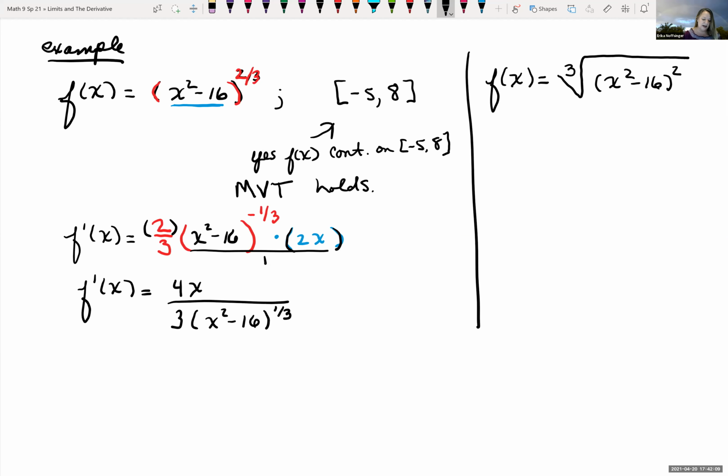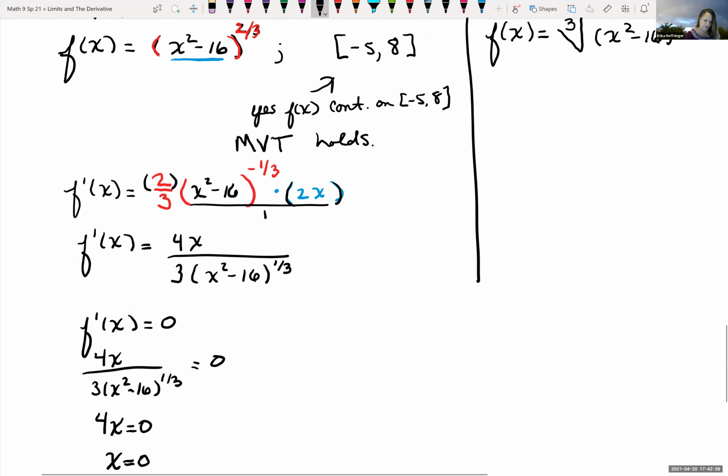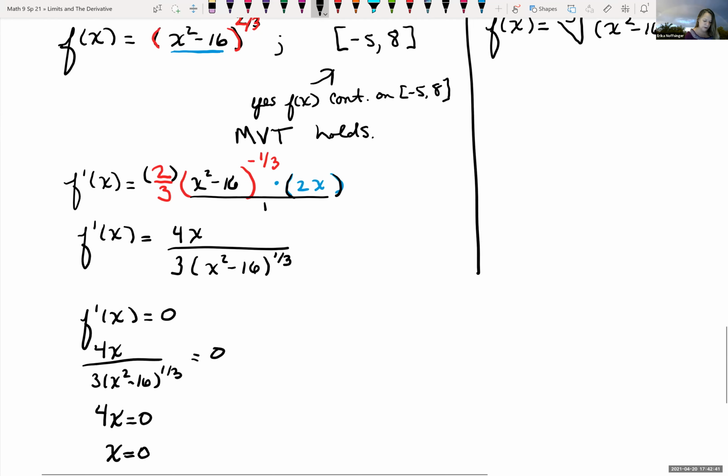Okay, so I need to look at where this is equal to 0 and where it is undefined. So f prime of x equals 0. Well, if we multiply both sides by that denominator, we're just setting our numerator equal to 0. And so we get, when is x equal to 0? And that's when x is 0. So one of our critical numbers is 0.